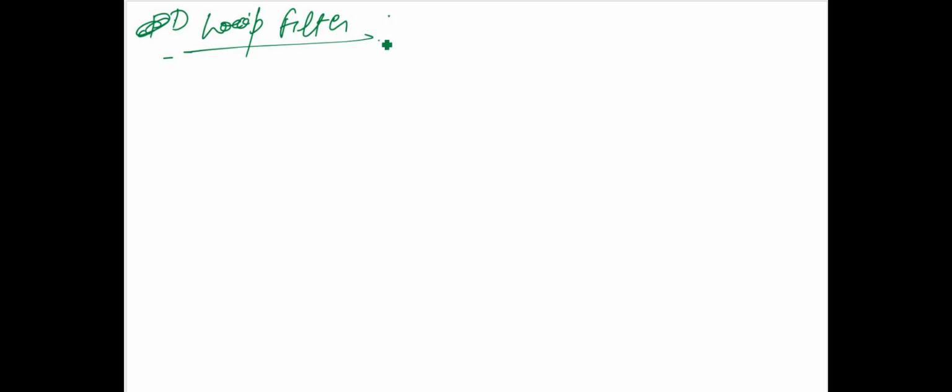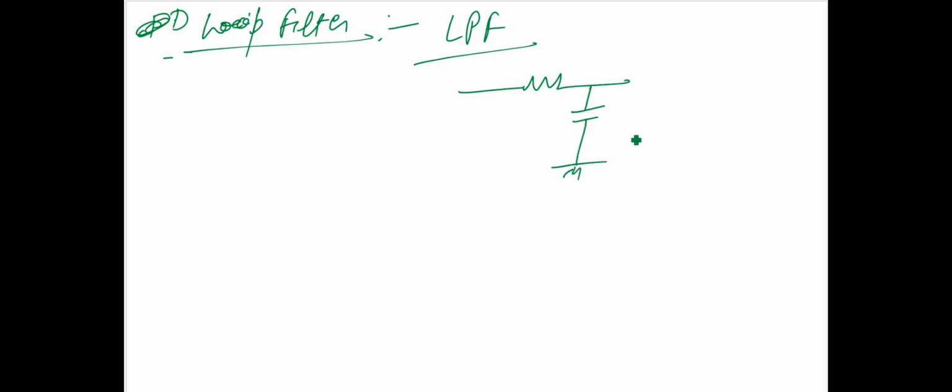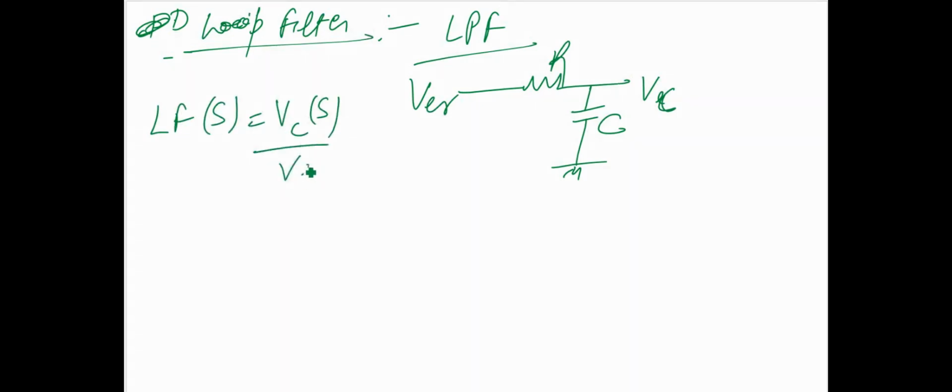How can you make the low pass filter? Firstly, you can make it using the RC circuit. This is VC, this is VR, this is R, this is C. So what will be the transfer function? The transfer function will be 1 by 1 plus SRC. So you can write it as 1 by CS, and this is R only.